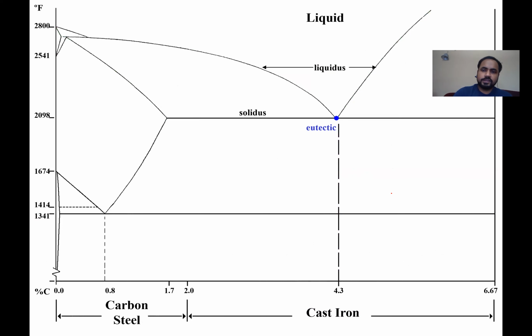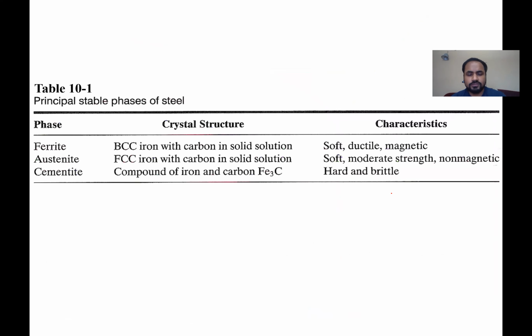This is the eutectic temperature where you have liquid and it transforms into austenite and cementite. Few phases. Then you have the solvus line.